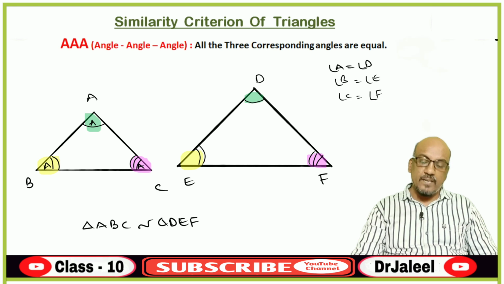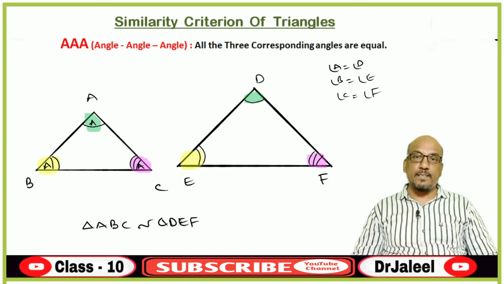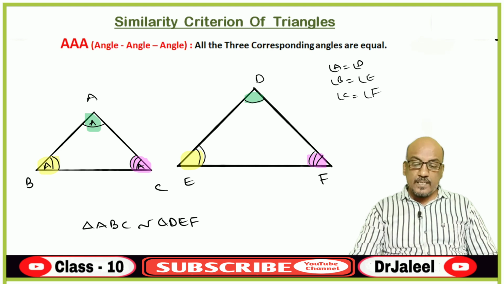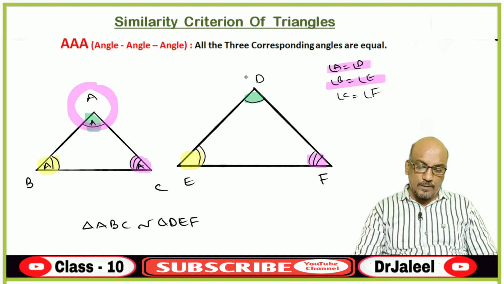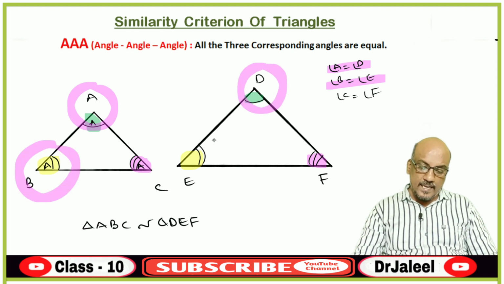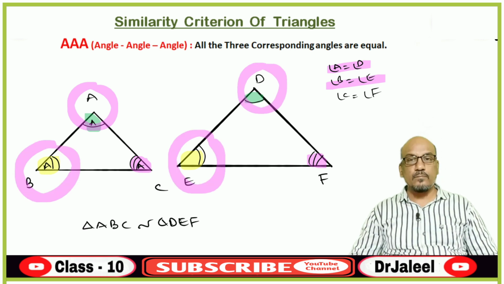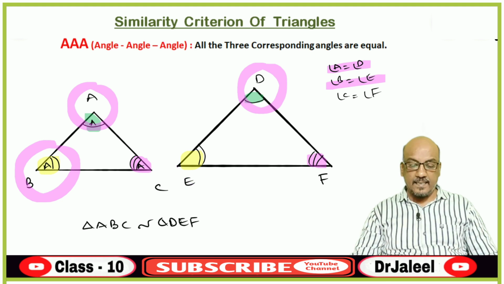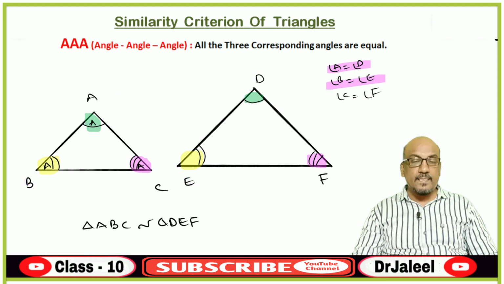Children, here one more important point: suppose two angles are equal, angle A is equal to angle D, angle B is equal to angle E. We don't know about the third angle. Then in that case, can they be similar? Yes, they can be similar.